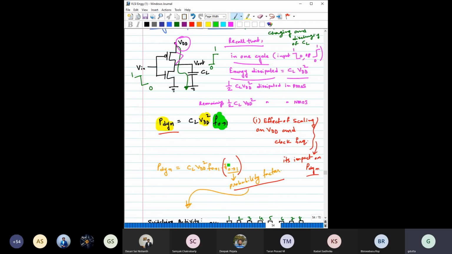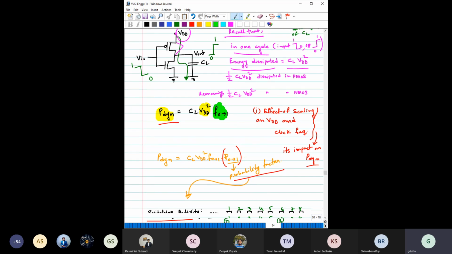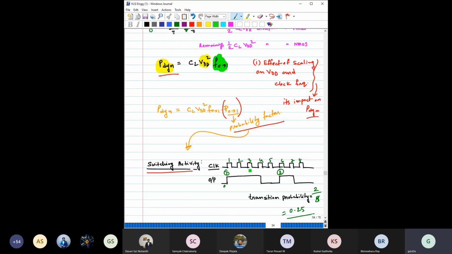From here we have also introduced one more thing: with this term we have also multiplied another term, which is the probability factor. We discussed that probably not all the inverters present in an IC will be fed with the same clock. If for some inverter the change in output is not at the same rate as the change in the input clock, then we have to introduce a probability factor. This can also be called the switching activity.